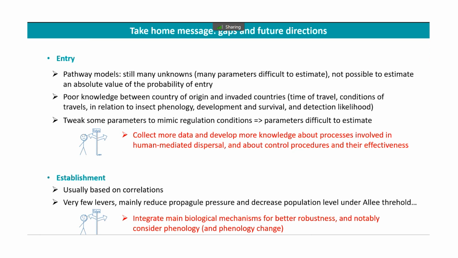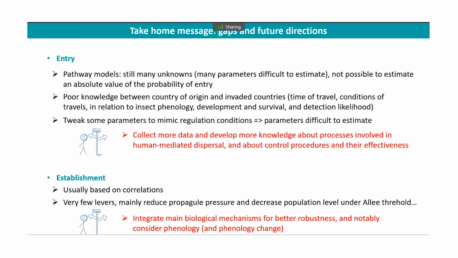And we still have poor knowledge between the country of origin and the invaded countries. For instance, the time of travel, the conditions of travel in relation with insect phenology, development, and survival, and also the detection likelihood following the stage of the insect when it arrives. So it's possible to tweak some parameters to mimic regulation conditions, but these parameters are also difficult to estimate. So for the future, we need to collect more and more data and develop more knowledge about processes involved in human-mediated dispersal, and also about control procedures and their effectiveness.